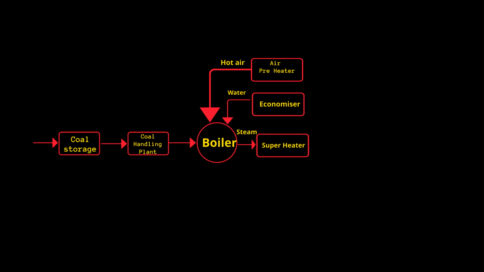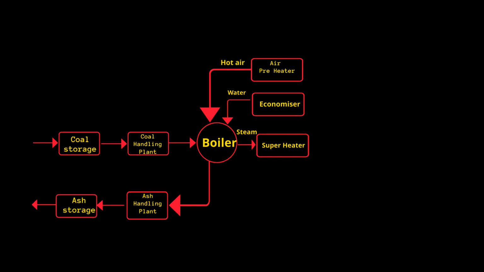The second thing is ash. Because of combustion of coal, we get a huge quantity of ash, which has to be immediately taken away from the boiler for proper burning of coal. The average ash content produced is around 10 to 15% of coal fired. The ash from the boiler is immediately moved to the ash handling plant and from there to the ash storage plant for disposal.